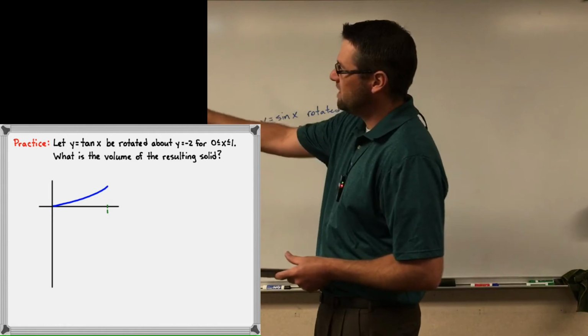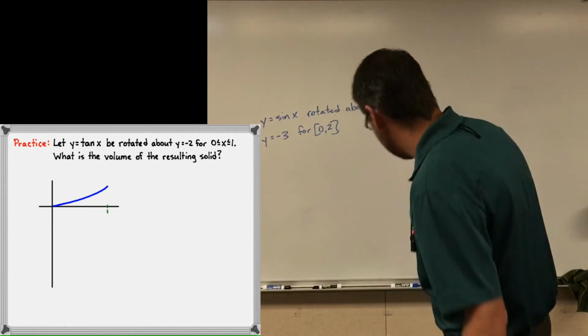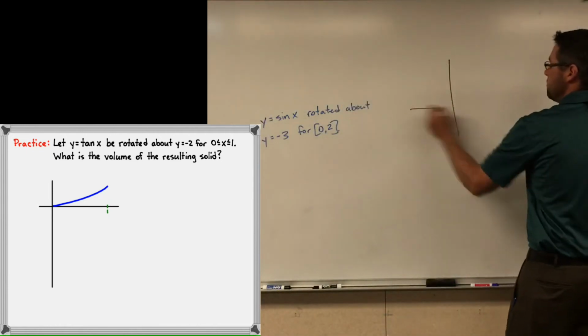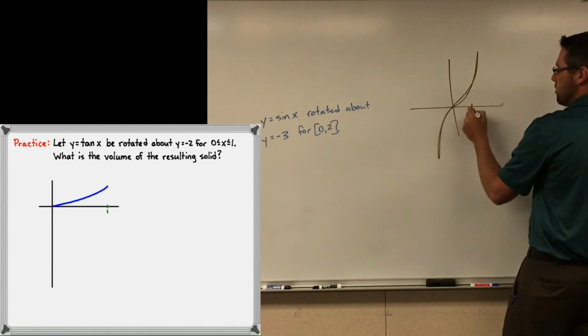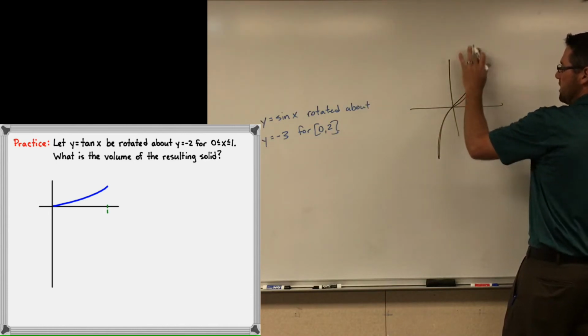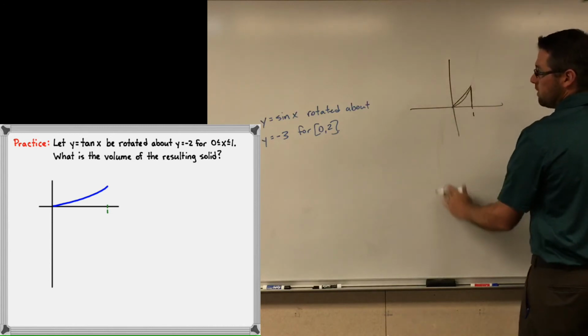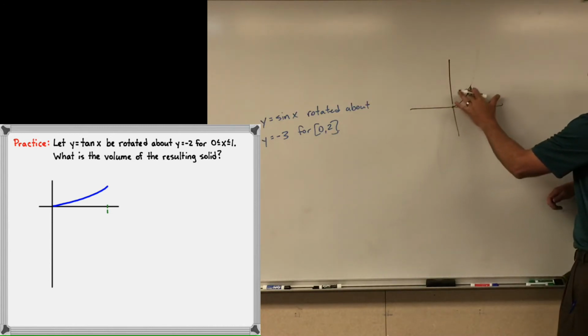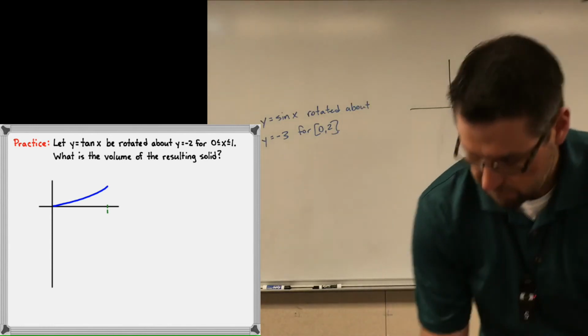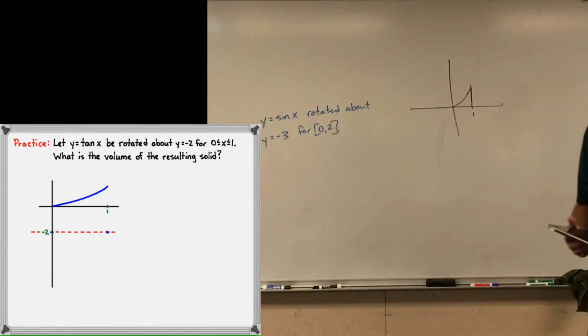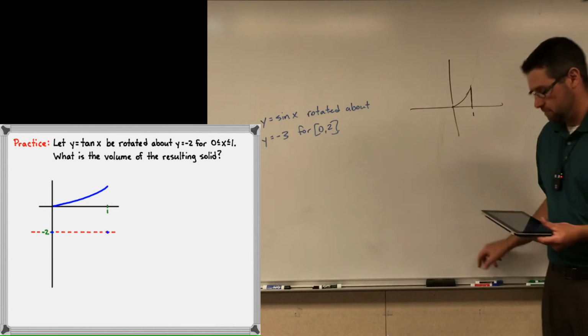So this is the piece of tangent that I'm looking at. Tangent would normally look like this, right? And we're going from 0 to 1, so that means we're only looking at this piece. Okay? Now, we're revolving it about what? -2, so we got a line below. So what happened to the radius? Did it get bigger or smaller?